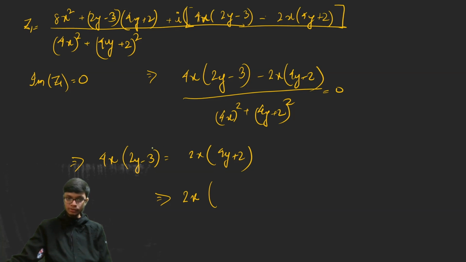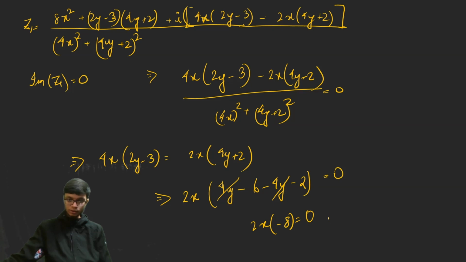You can take this on the left hand side and take 2x common, and with this you can write the result as 4y minus 6 minus (4y plus 2). So from here, 4y and here 4y. This is minus 4y and this is plus 4y, minus 2 is equal to 0. So 4y and minus 4y cancel, and this will be equal to 2x into minus 8 is equal to 0, and with this x is equal to 0. So the value of x is equal to 0.